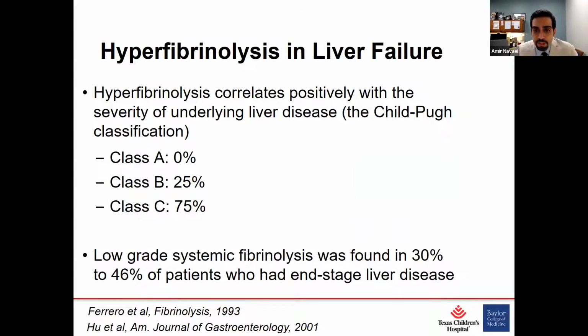Also, in multiple studies, the presence of fibrinolysis in liver failure was well described. And we can also see that in higher stages of liver failure, the more severe the liver failure, the higher the incidence of hyperfibrinolysis, which can reach up to 75% of the patients.